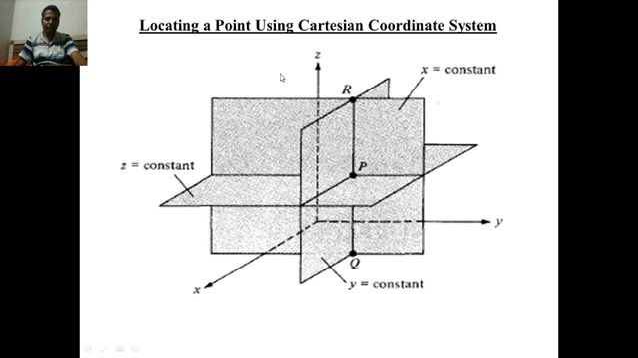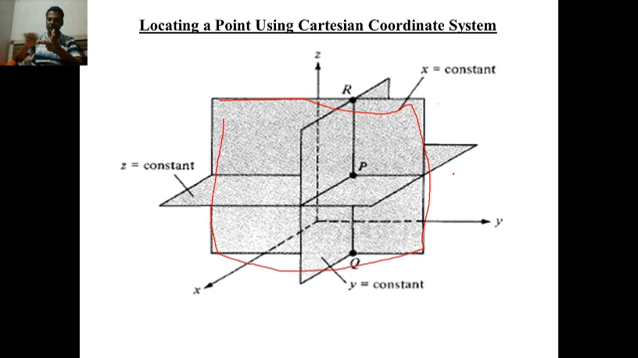Now how will you locate a point using Cartesian coordinate system? You require three planes. This is constant x plane, you can find here. Constant x plane is cutting the x axis like this. Constant y plane is cutting the y axis like this. Constant z plane is cutting z axis in this fashion. I already explained this particular concept in the previous lecture. So you please refer that particular video. You will understand what exactly x equal to 2 plane is.